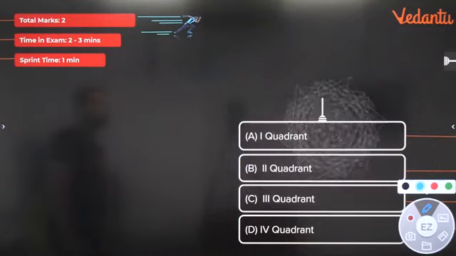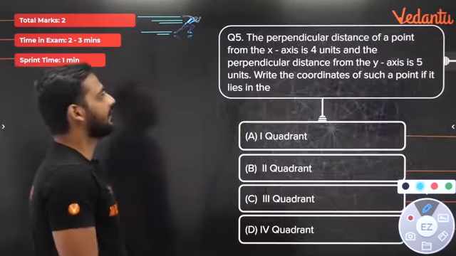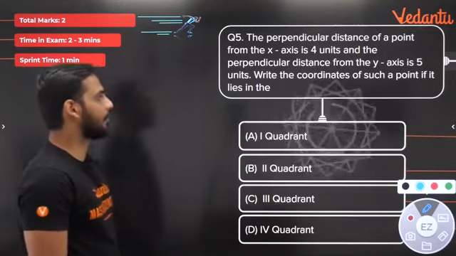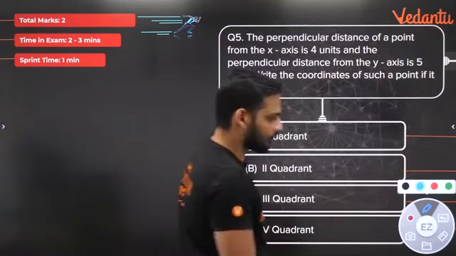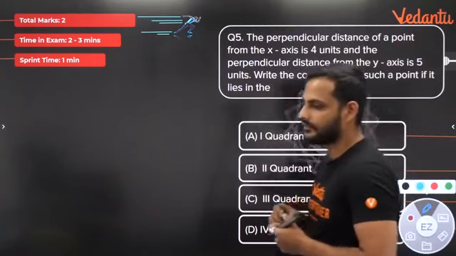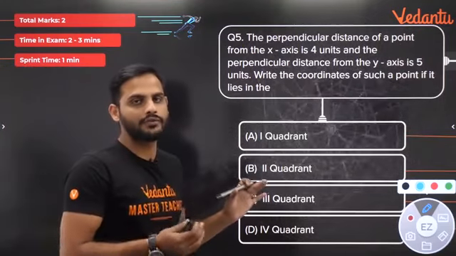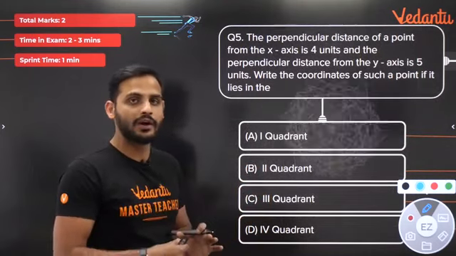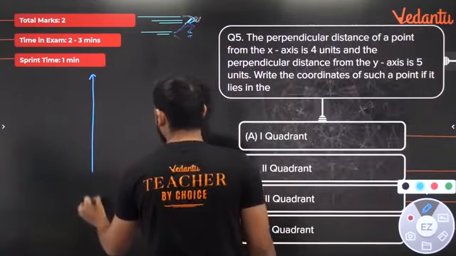The next question: the perpendicular distance of a point from the x-axis is 4 units and the perpendicular distance from the y-axis is 5 units. Write the coordinates of the point if it lies in the first quadrant, second quadrant, third quadrant, or fourth quadrant. If the point is in the first quadrant, what will be the coordinates? And so on. So let's draw this.